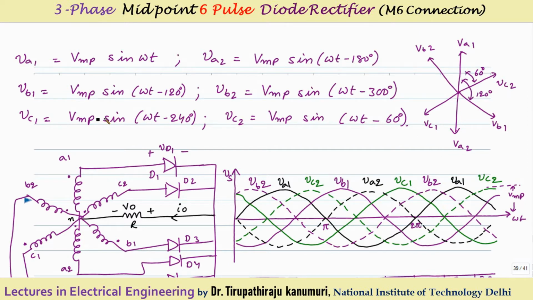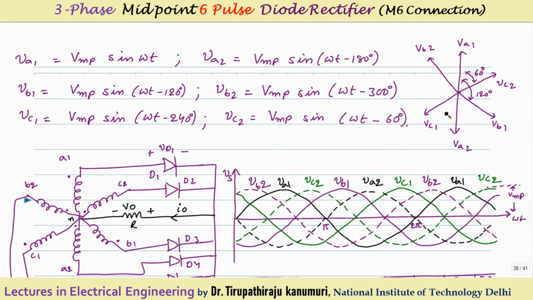So this is VA2. Now coming to VB1, VB1 will be lagging behind A1 by 120 degrees. That's why it is VMP sin of omega t minus 120. So VB2 will be lagging behind this VB1 by 180 degrees. That's why I have subtracted 180 degrees from this angle, so it will become omega t minus 300. So this is my VB2.